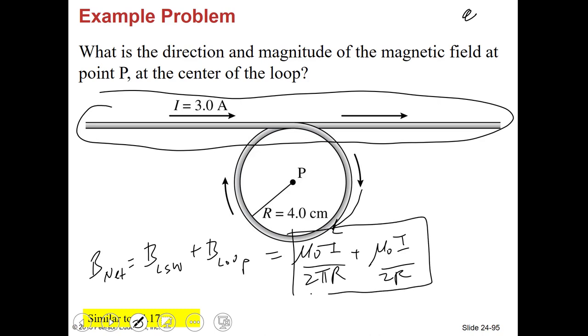So we know what mu 0 is. It's just a constant. I is given in the problem. R is given in the problem. So it's just up to you to put the numbers together. Now, just be careful. The radius is given, but it's given in centimeters. You'll have to convert that to meters to actually solve the problem.